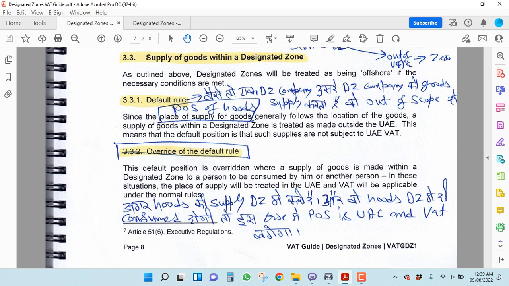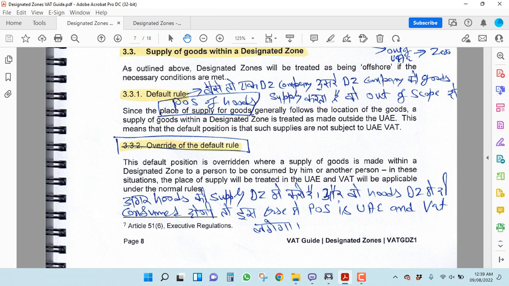Override of the default rule. This default position is overridden where a supply of goods is made within a DZ to a person to be consumed by him or another person. In this situation, the place of supply will be treated as the UAE and VAT will be applicable under the normal rules. Like we are supplying some goods from mainland companies to the DZ, and those goods will be consumed by the person himself or any other person within that DZ, then the place of supply will be the UAE and VAT will be applicable under the normal rules.